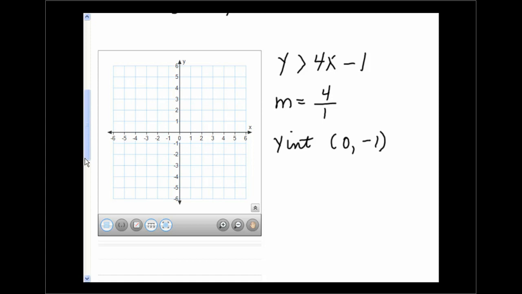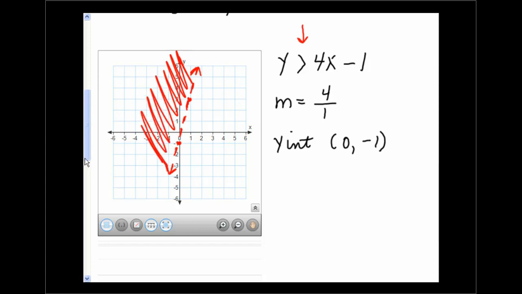So we'll begin at 0, negative 1. The rise is 4, so I'm going to go up 4, and then I'm going to go to the right 1. And then I'm going to draw my boundary line. Now because this inequality symbol does not have equals underneath it, our boundary line will be a dashed boundary line, not solid. And because y is greater than, we're going to shade above the line.